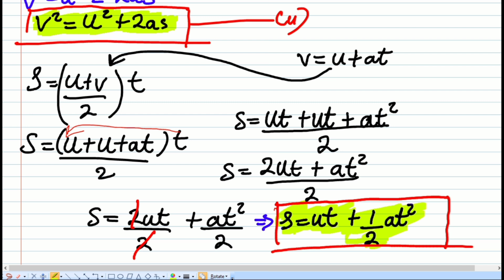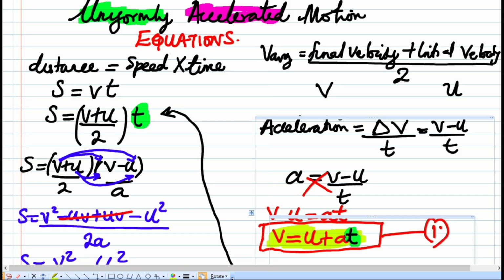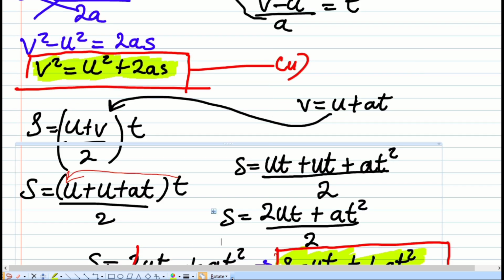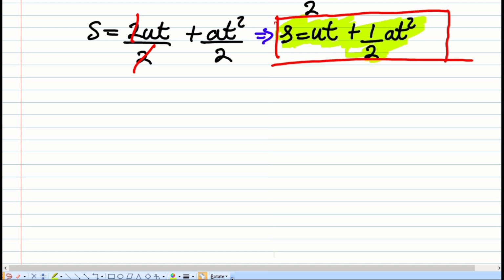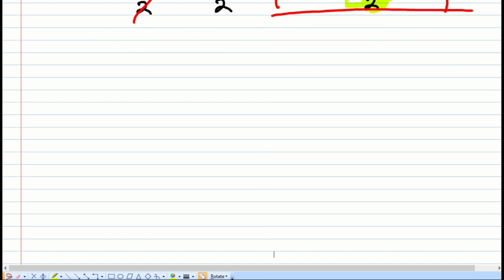So this is how to derive all the equations of motion. I hope the steps are quite easy. You can always rewind this video because it's important for you to understand these formulas. So I'm just going to write all of them together at the end. Look at where we started.